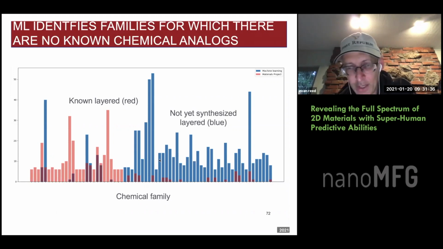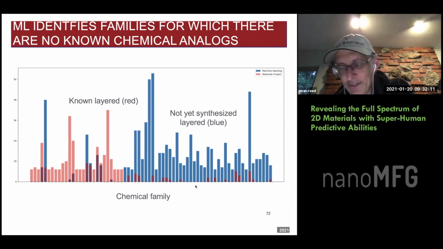blue bars, and compared them with the known or synthesized layered materials, which are the red bars. And we do find that in many cases, the algorithm is just kind of doing atomic substitutions on known layered phases, like this one here. But there are cases where there is no overlap at all. And so in some cases, the algorithm is really predicting new chemical families that don't exist in the layered database. And so it's doing a little bit more than just atomic substitutions.